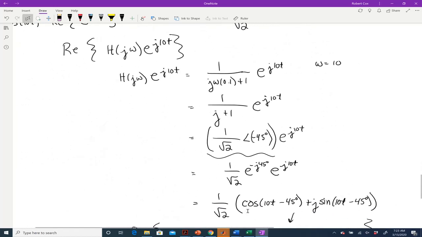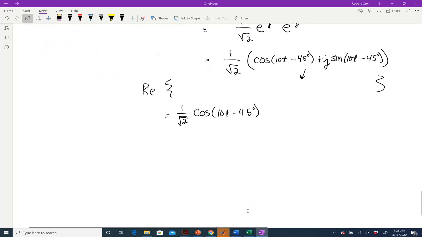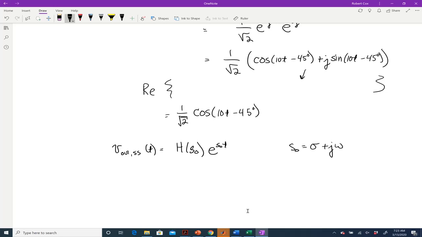So what we see is something that is going to be important as we move forward. Really nothing different than what we've done in the past, but basically V out steady state of t is equal to the transfer function evaluated at s naught times e to the s naught t. s naught can be sigma plus j omega, but we're going to typically focus on s naught equal to j omega, so the sigma piece is equal to 0. Then e to the s naught t is a sinusoid, which is really the special case that we look at so frequently in circuit analysis.